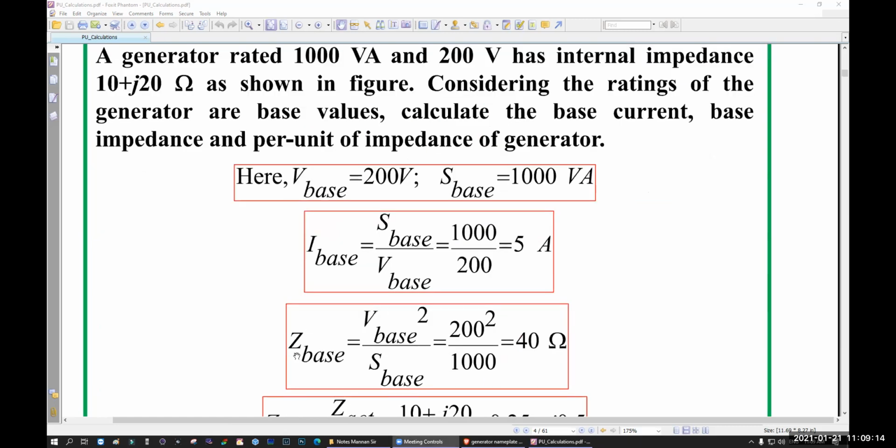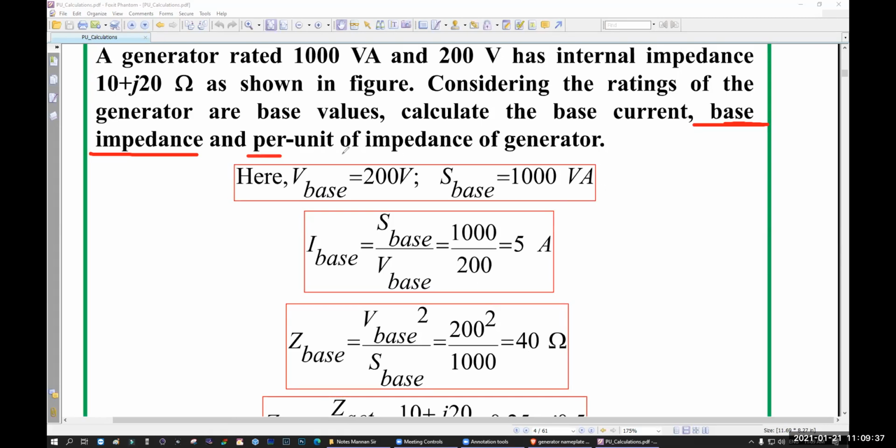What about the Z base? Because the next one they said base impedance, right? That means Z base. Z base is equal to V squared divided by S, so V base squared divided by S base. So 200 squared divided by 1000 is 40 ohm. Okay. 40 what? Ohm.